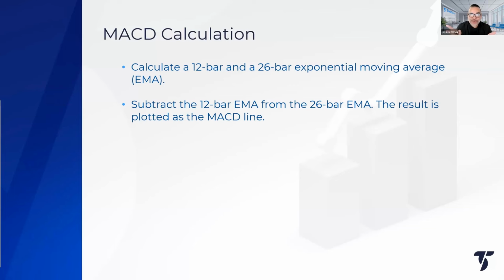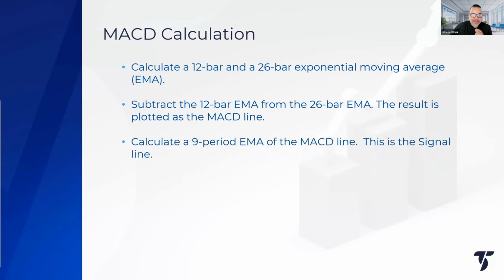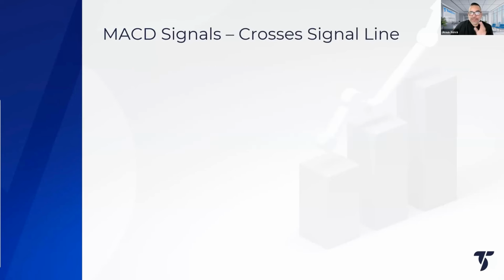So we have the two exponential moving averages being subtracted, and then what the MACD indicator does is calculate an additional exponential moving average on the MACD line. This is a 9-period exponential moving average. So yes, three different calculations, and what we get on the chart is something that we can analyze in many different ways. We talk about signals that the MACD generates.